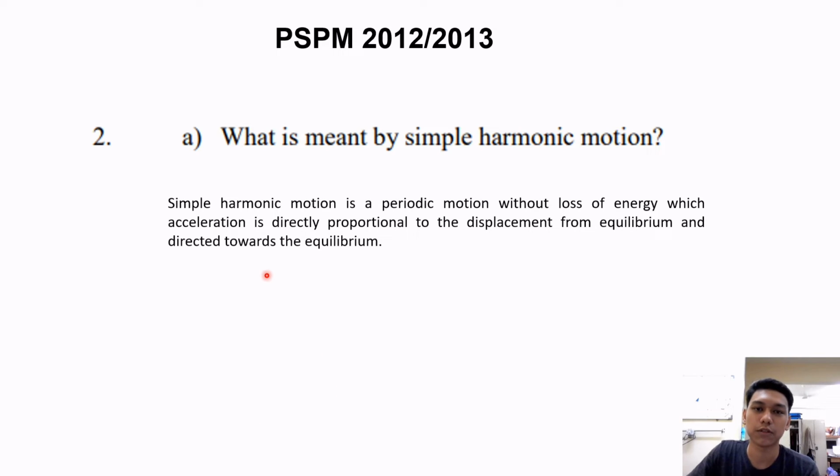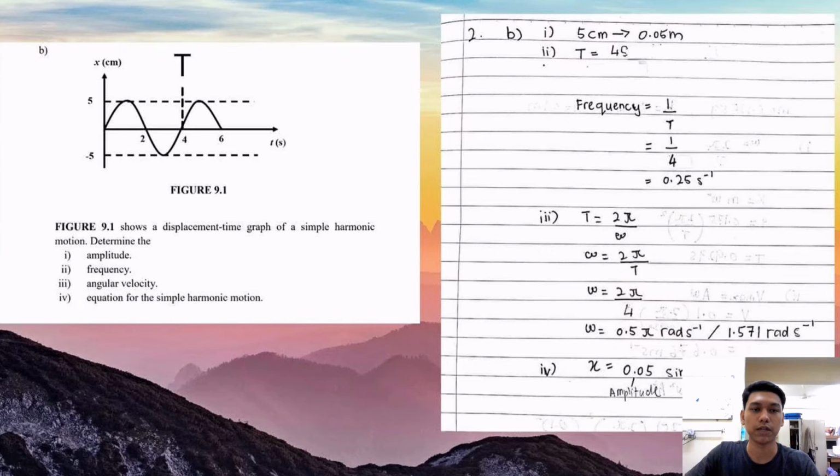So PSPM 2012 and 2013, number 2A, what is meant by simple harmonic motion? So simple harmonic motion is a periodic motion without loss of energy, in which acceleration is directly proportional to the displacement from equilibrium and directed towards the equilibrium. So next is B. Figure 9.1 shows a displacement-time graph of a simple harmonic motion. So the question is, determine the amplitude.